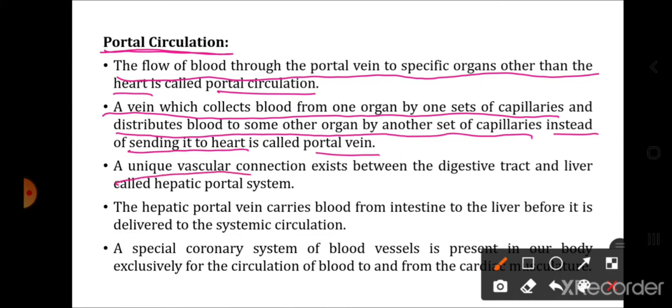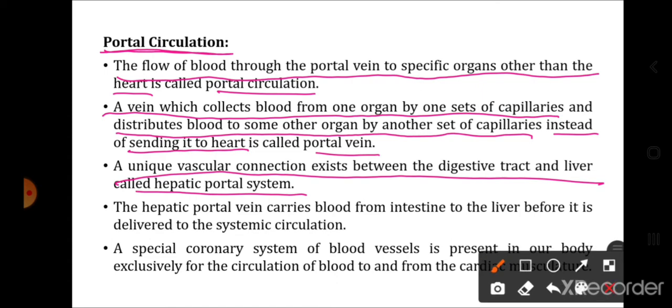So a unique vascular connection exists between the digestive tract and liver, which is called the hepatic portal system. So on the basis of the name of the veins, there are different types of the portal system. One is the hepatic portal system, जो आपकी portion में दिया है, हम वही study करेंगे. In certain organisms, renal portal system is also seen.